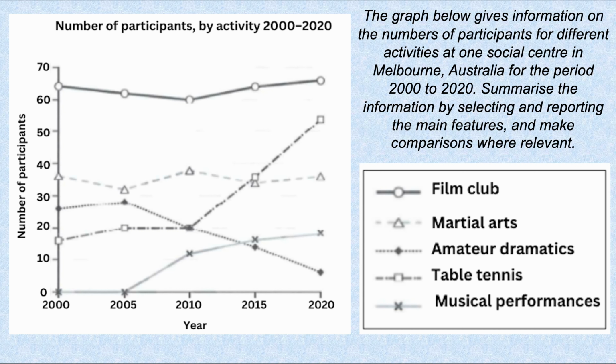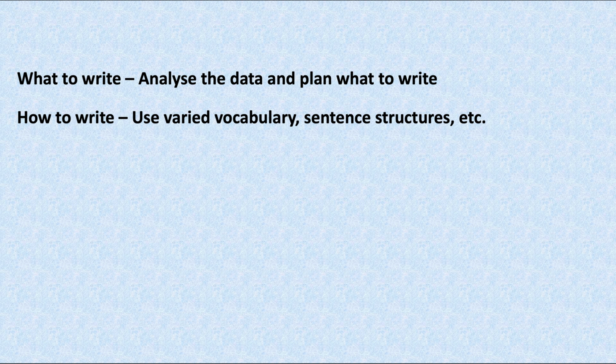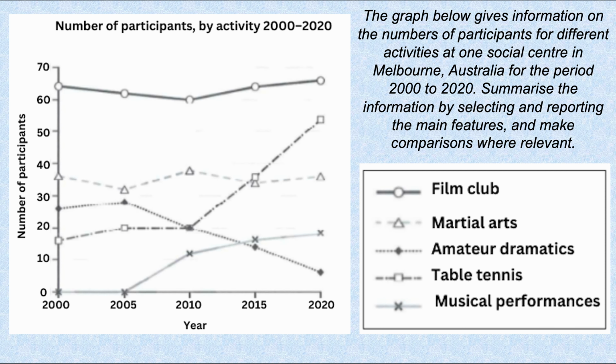In this video, we'll cover the vocabulary and planning steps for this line graph followed by a sample response. Writing a good response can be divided into two sections: what to write and how to write. What to write involves planning, which is crucial for a well-structured response. How to write focuses on vocabulary, sentence structure, and more. Let's start planning. You'll need the question as we go along.